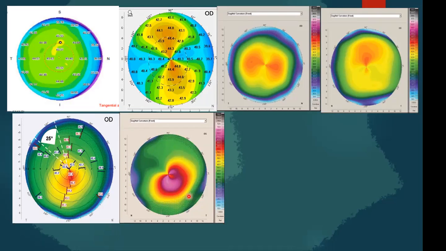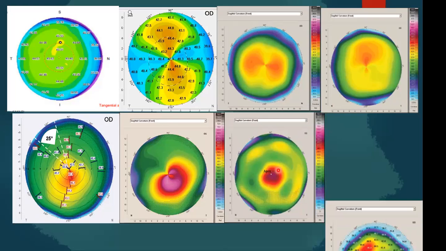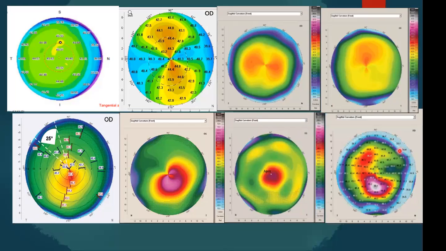This is again a localized inferior steepening with again skewing of the radial axis of astigmatism between the two lobes. This is a central steepening, so this is like a central keratoconus. And this is absolutely an irregular cornea. This is something that you might see after a keratoplasty procedure sometimes.